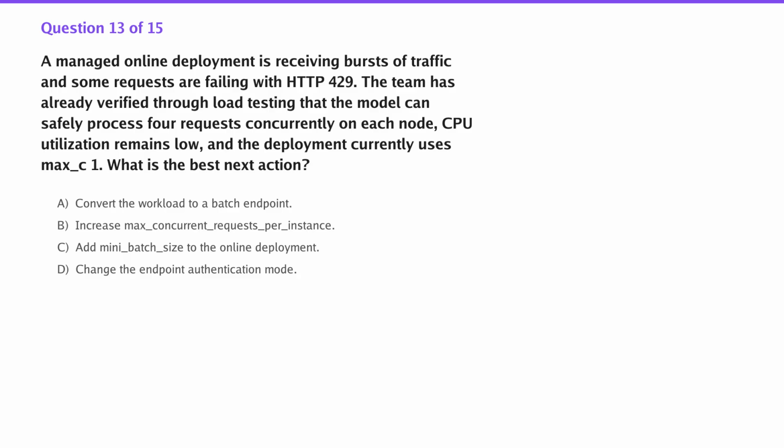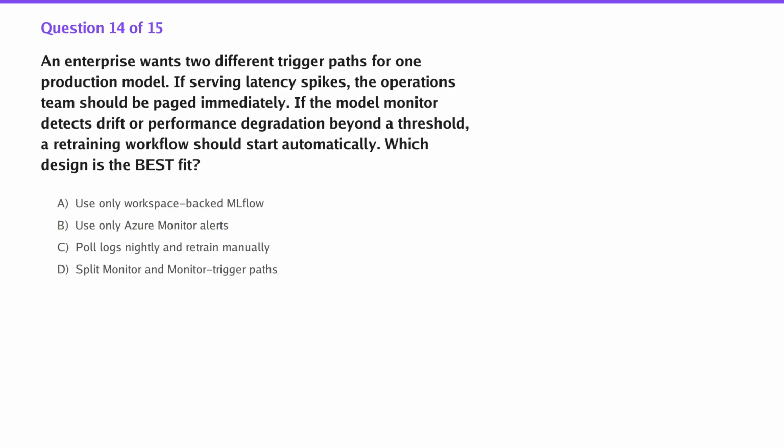Option A, convert the workload to a batch endpoint. Option B, increase max_concurrent_requests_per_instance. Option C, add mini_batch_size to the online deployment. Option D, change the endpoint authentication mode. The correct answer is option B, increase max_concurrent_requests_per_instance.